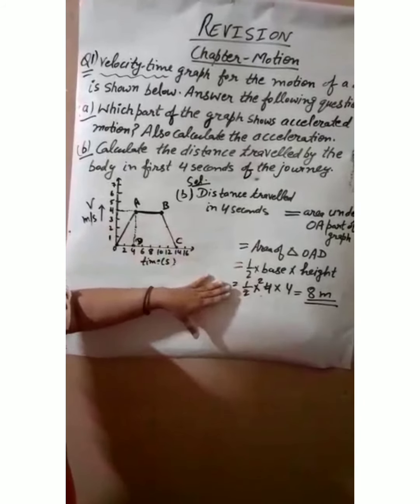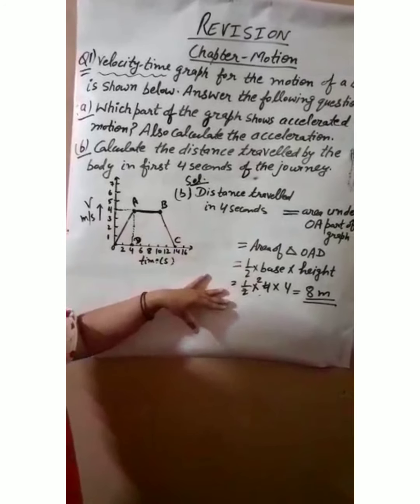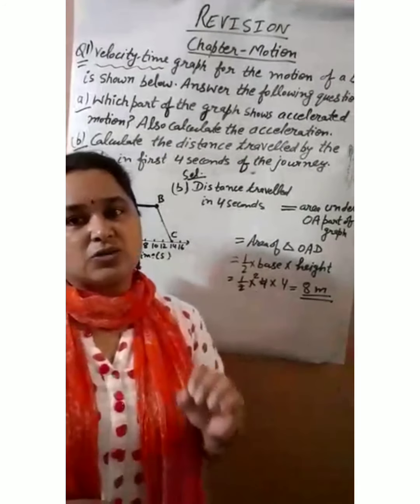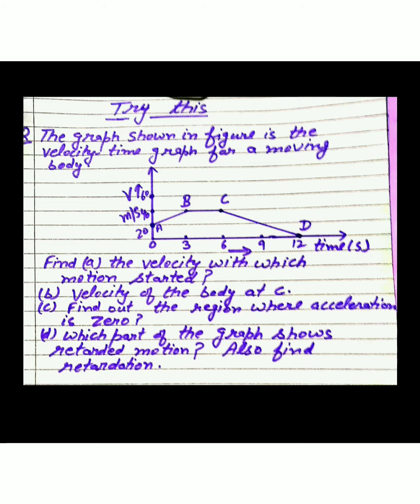You have to practice this question, and whatever queries you have, you have to ask in the online classes. Try this question now. The graph shown in the figure is a velocity time graph for a moving body. You have to see the graph and give the answers of the questions given below the graph. Find out the velocity with which motion started, the velocity of the body at C, find out the region, like this.